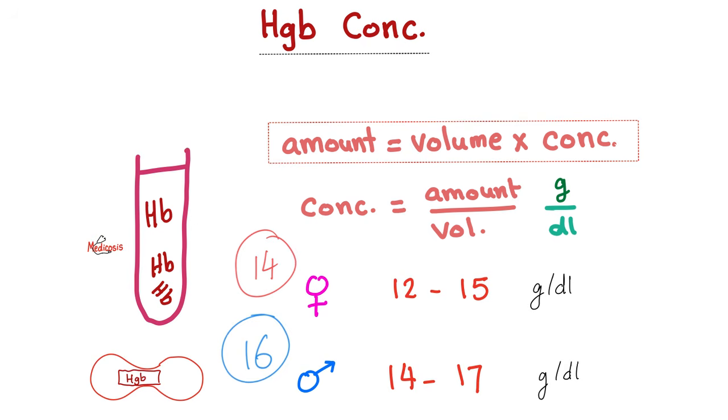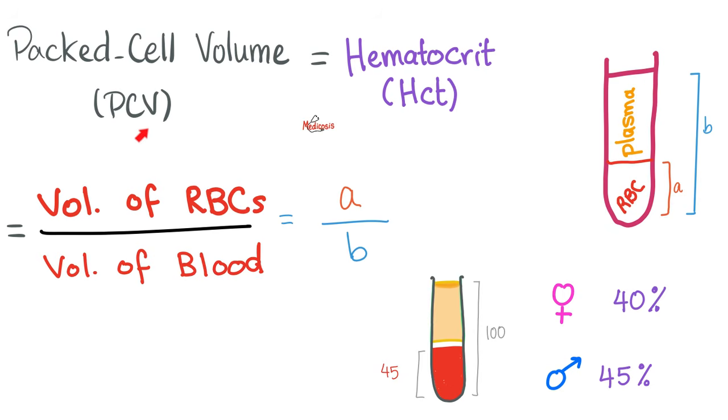Because remember, red blood cells have iron in them. If you are malnourished, you're probably going to have a lower hemoglobin concentration number. Next is the hematocrit, or the packed cell volume. Put your blood in a test tube. Red blood cells will go here to the bottom. Plasma will stay on top.